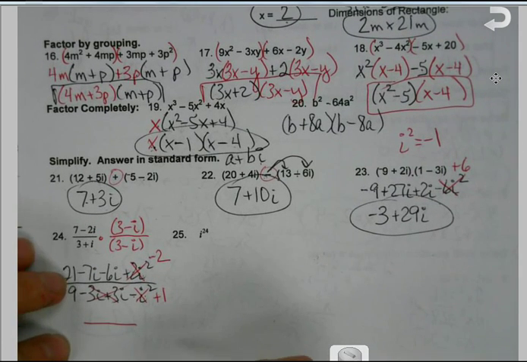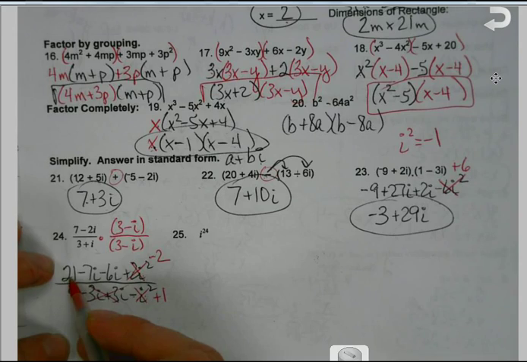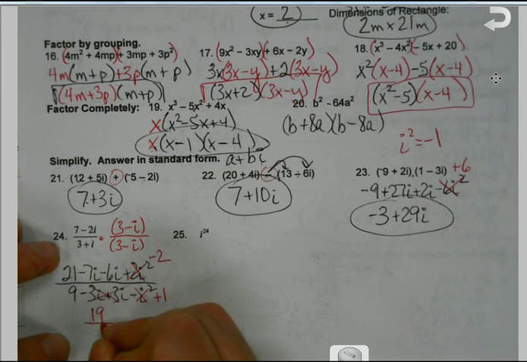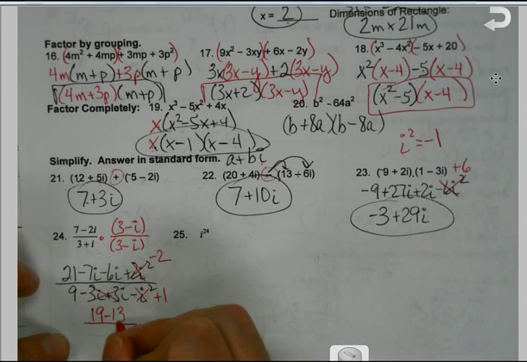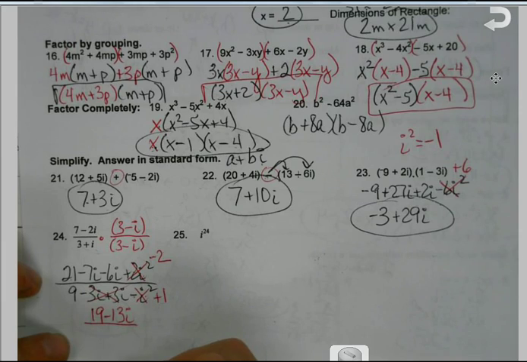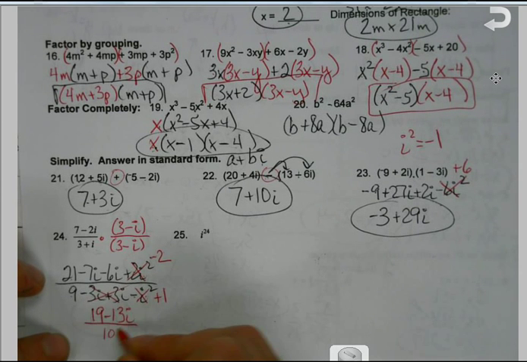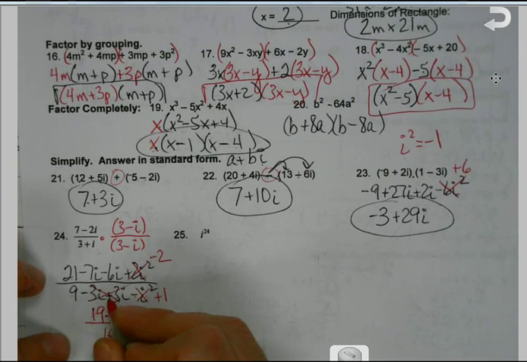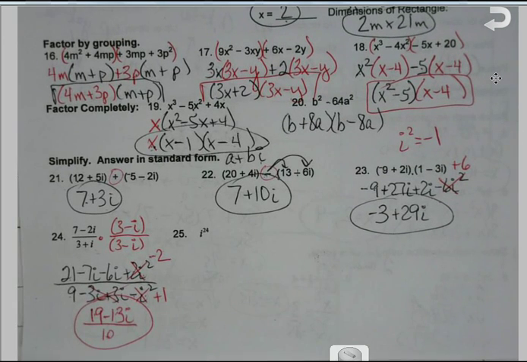So when I get to my solution, I've got 21 minus 2, which would be 19 minus 13i, and 9 plus 1 is 10. And if something went into all three of these, I'd have to reduce. But since there isn't, I don't have to.